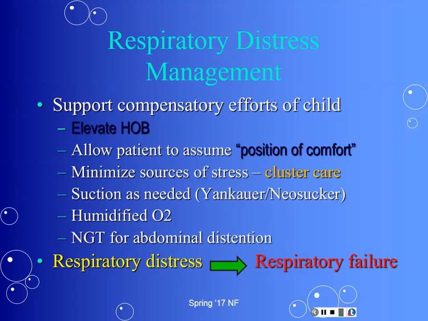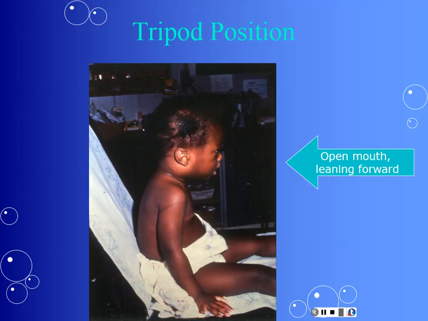Okay. So just realize, with what we were talking about previously with adults and kids, adults will kind of decompensate in a stair step. Kids will sit there and work and work and work, and then they'll crash on you. Okay, they will drop and decompensate. So just realize with kids, respiratory distress can quickly progress to respiratory failure.